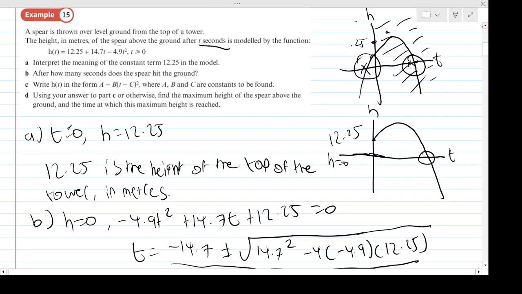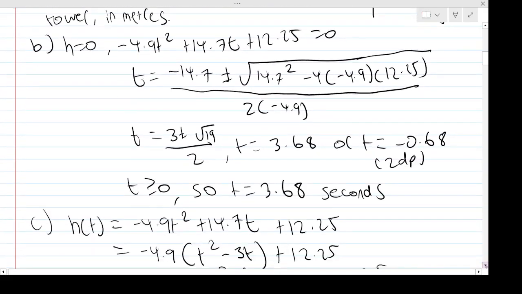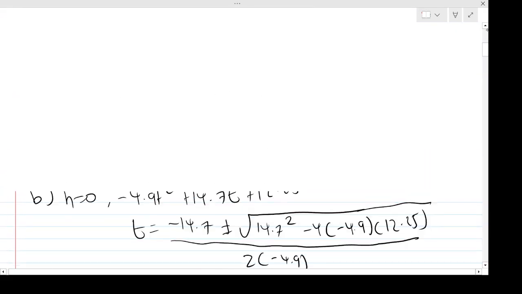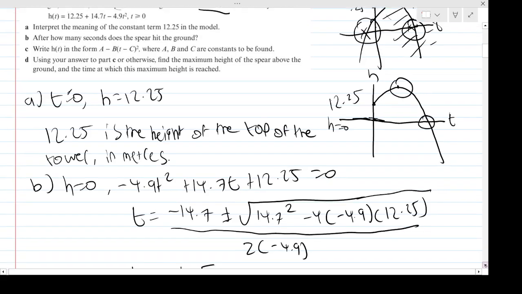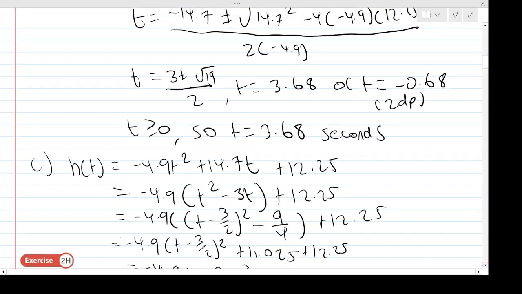Using your answer to part C or otherwise, find the maximum height of the sphere above the ground and the time at which this height is reached. Well, again, the maximum is going to be this turning point, this highest point here. But we know how to use the completed square. We looked at it last time when we looked at graph sketching. So the maximum point corresponds to when we have the completed square form. And again, it said hence use part C. So we need to use part C to work out this answer.